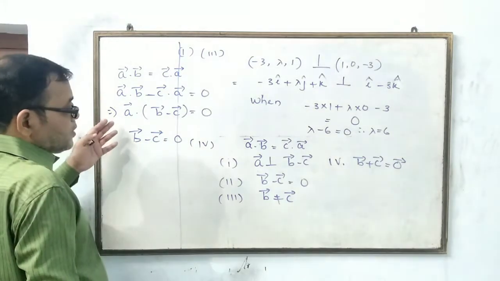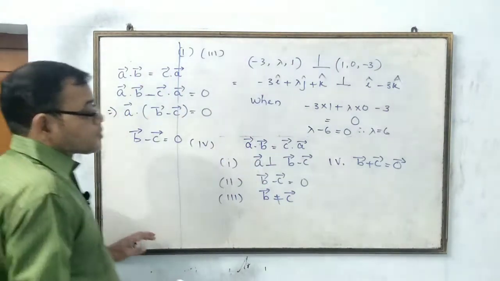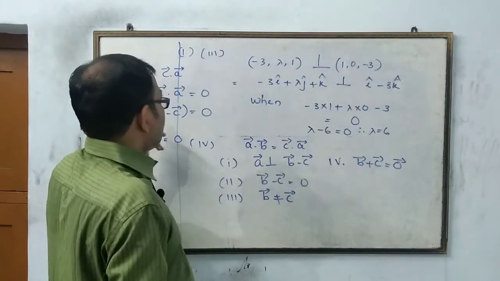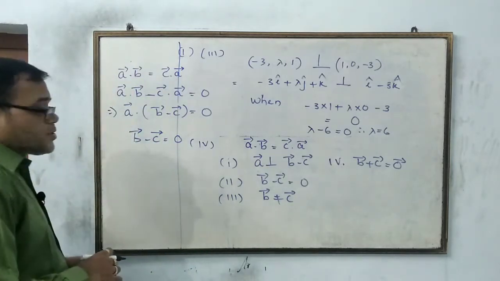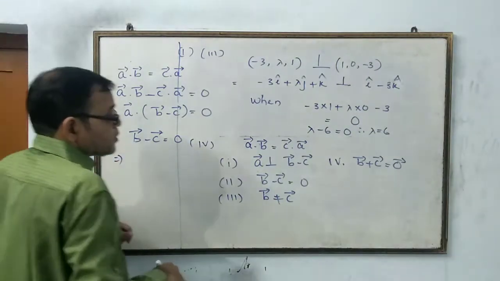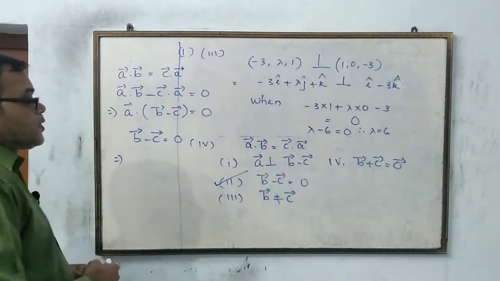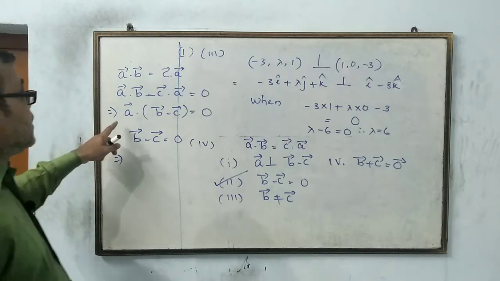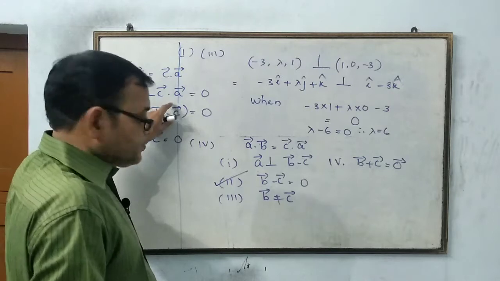Also I can say A is also equal to 0. That means the magnitude of A would be 0, or the magnitude of B minus C would be 0, because A dot (B minus C) equals 0. So I can write here B minus C is equal to 0. Is any option there? Yes, option 2, because this can be equal to 0 or this can also be equal to 0.